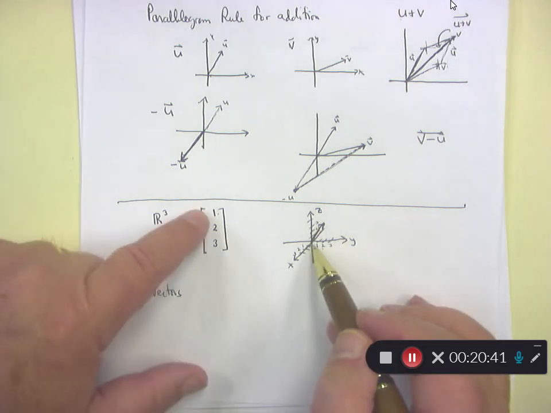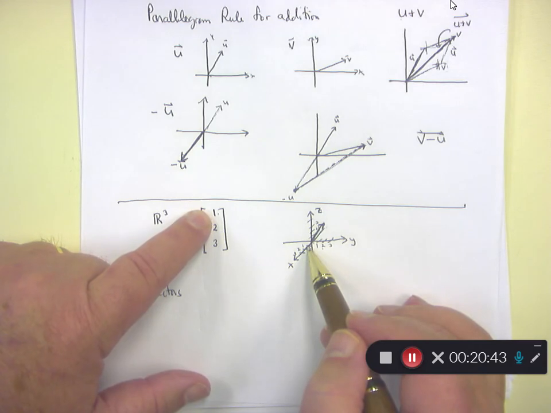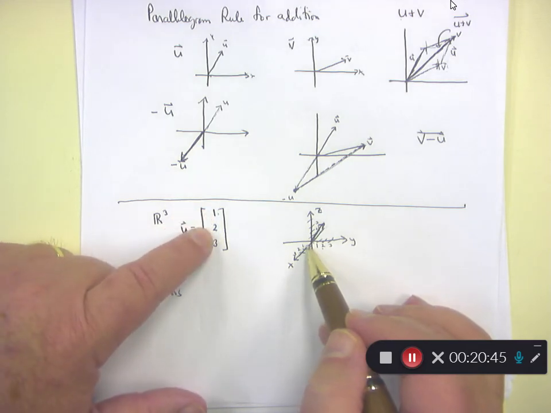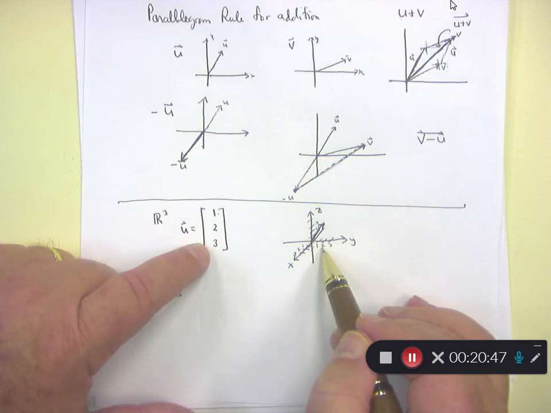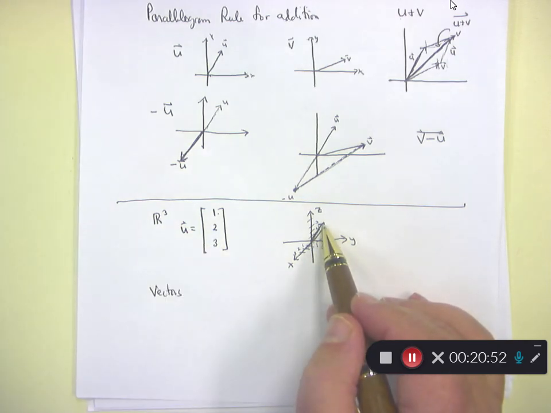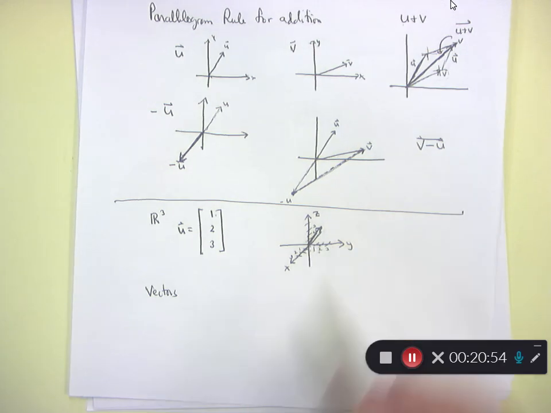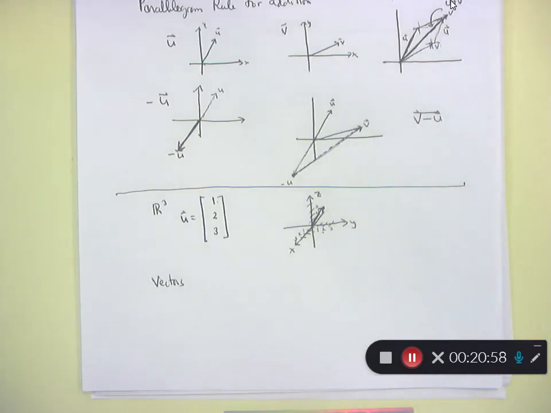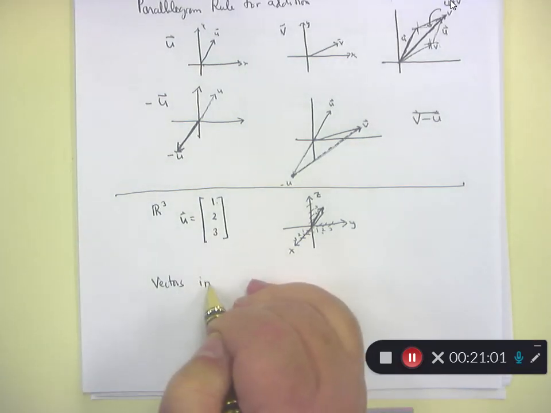On the X, first component, I went 1 unit over. On the Y component, second component, I went 2 over. And then on the third component, Z, I went 3 up. And then I plotted that point sitting in space, and I connected from the origin out to that point.